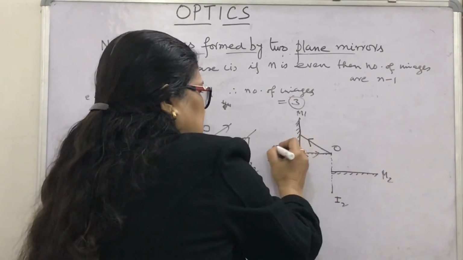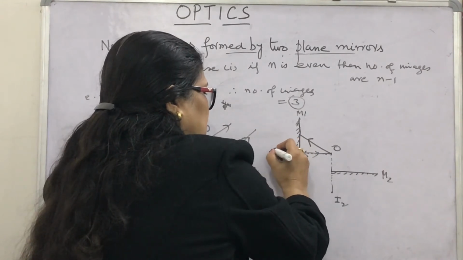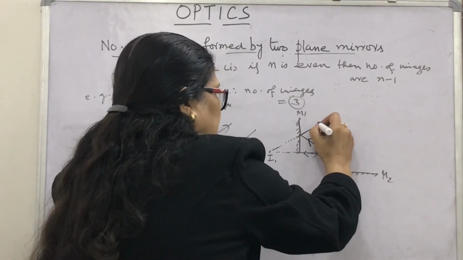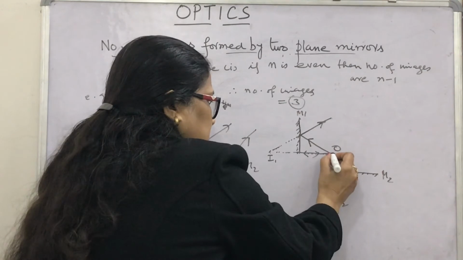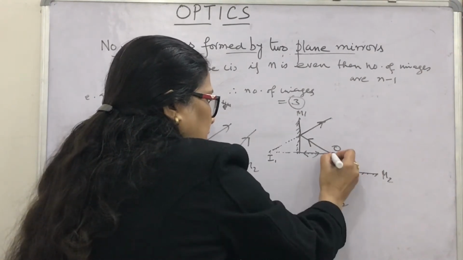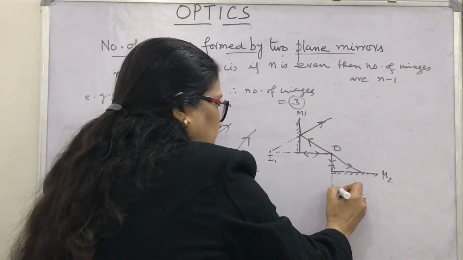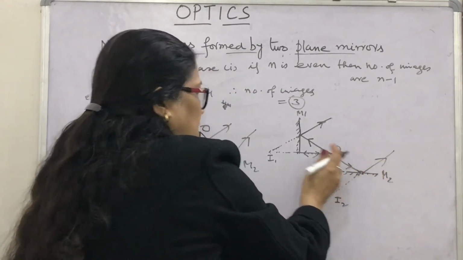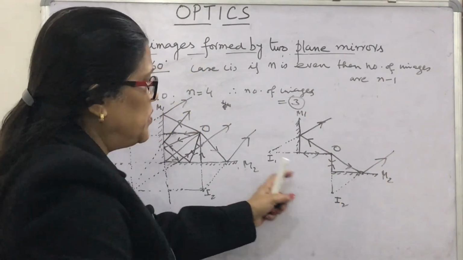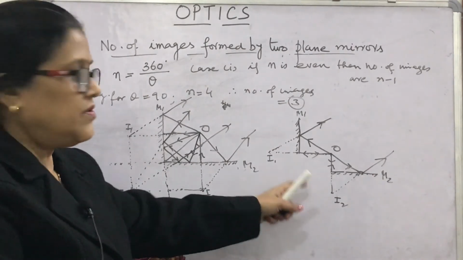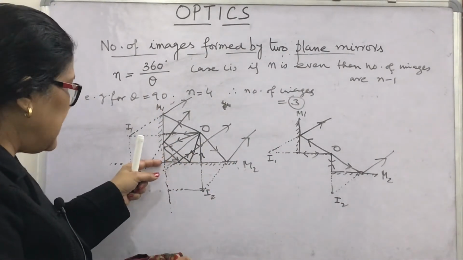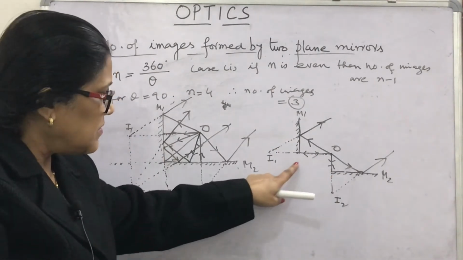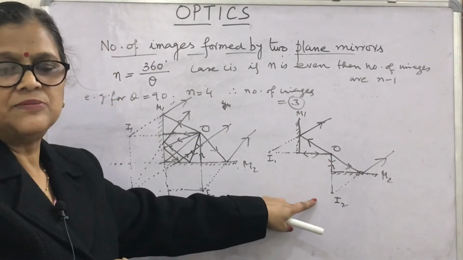Then for this reflected ray, you have to join this point of incidence from I1 in such a way that this is the reflected ray. Similarly here, this is the incident ray and it is reflected back, and another ray you will take in such a way that it is supposed to be reflected like this. Now there is no mirror in front, so only two images will be formed. So if they are placed in this way, three images, and if the object is positioned like this, only two images.